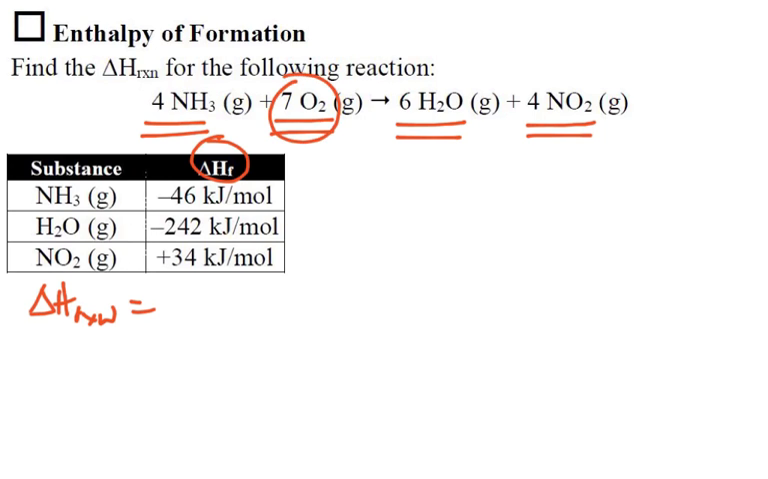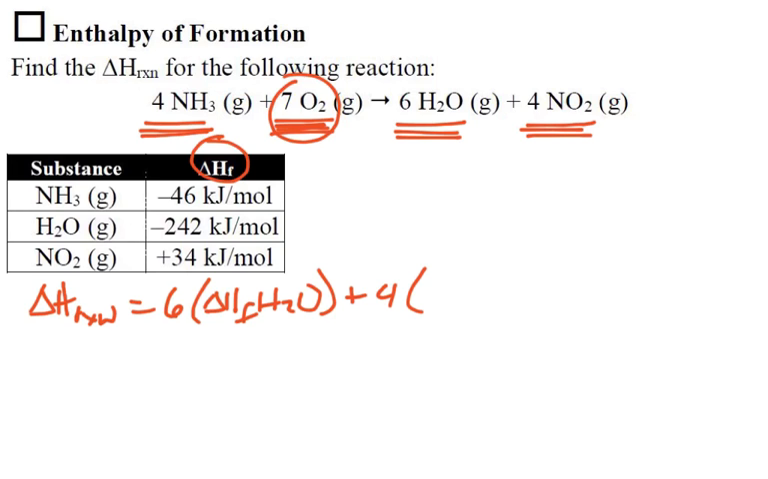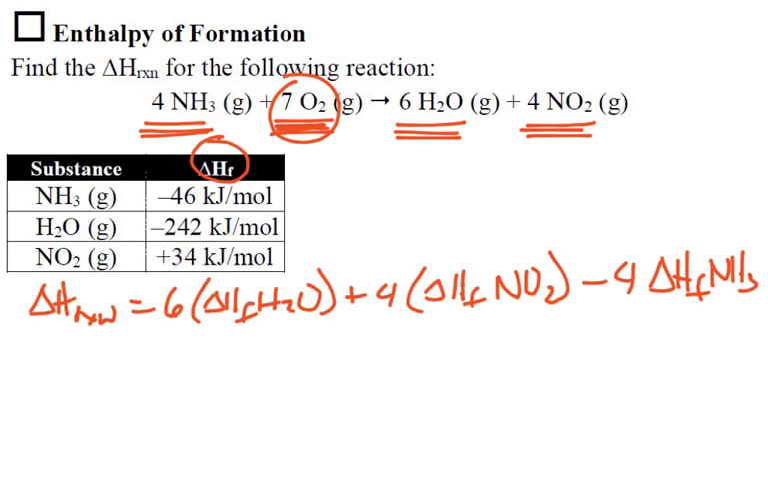Now this one is going to end up being 0. That's why it's not even on our list, because making an element from itself takes no energy. So I'm just going to do water, NO2, and 4 NH3s. So I'm going to write this out for myself so I don't make mistakes. So 6 times the delta H of formation of H2O plus 4 times the delta H of formation of NO2 minus 4 times the delta H of formation of NH3. Now I'm going to go back and put in numbers.